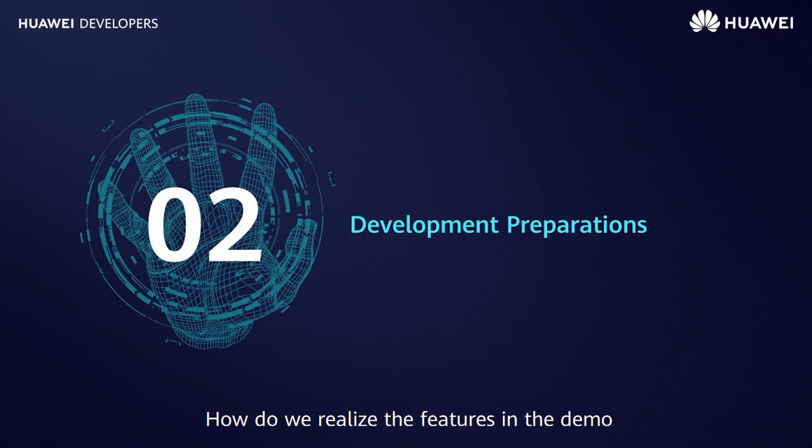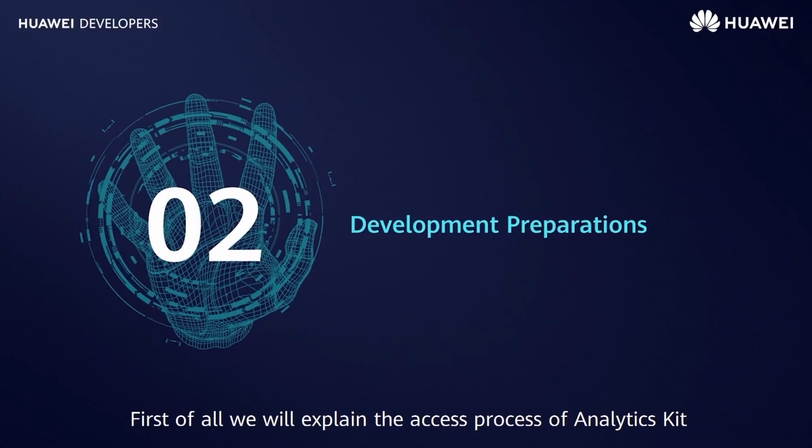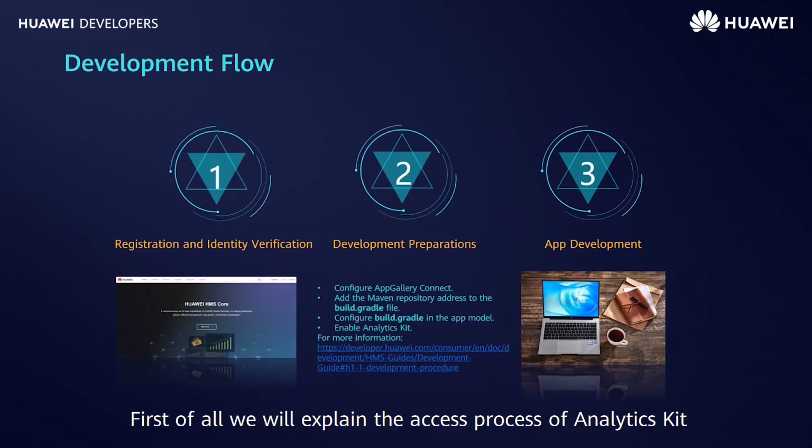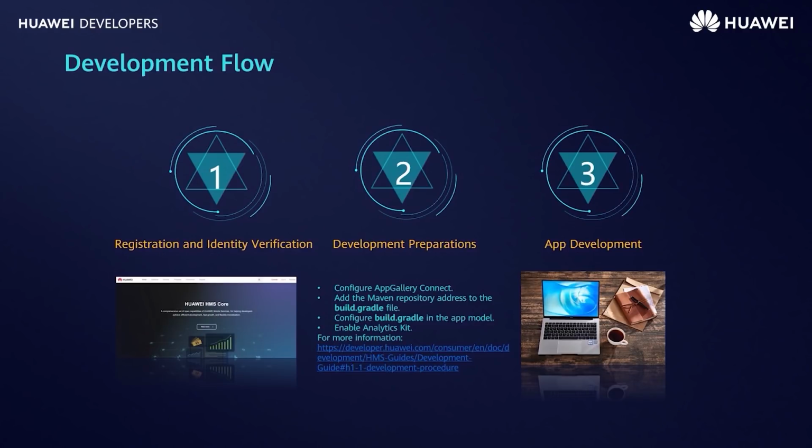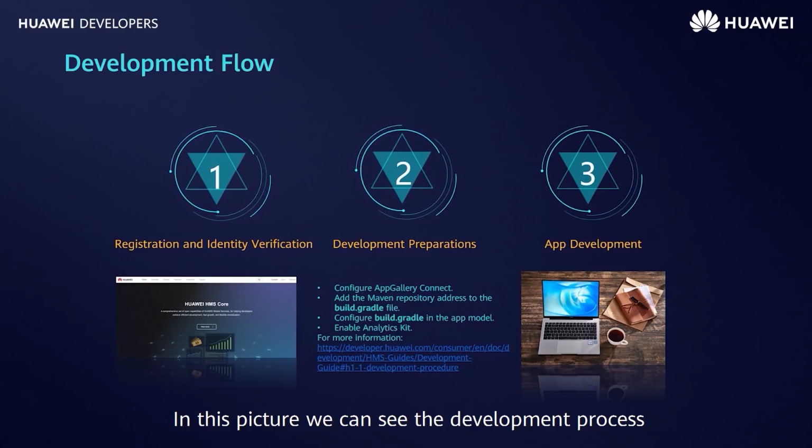How do we realize the features in the demo? Now let's come to part 2, the practical training of app. First of all, we will explain the access process of Analytics Kit. In this picture, we can see the development process of Analytics Kit is divided into 3 steps. Step 1. Signing Huawei developer and complete real name authentication. Step 2. Take 4 steps to prepare for the development.